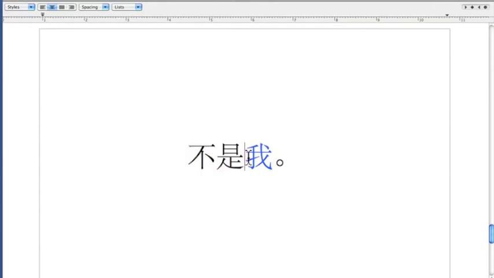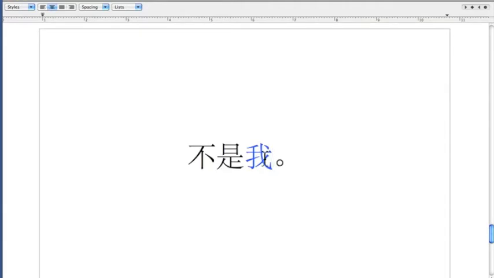不是我. Last time we said that 不 is technically a falling tone, also called a 4th tone. And when it's followed by another character that's also a falling tone, then the 不 becomes a rising tone. So in this case, 是 is a falling tone. So it's not 不是我, but rather 不是我. It's not me.